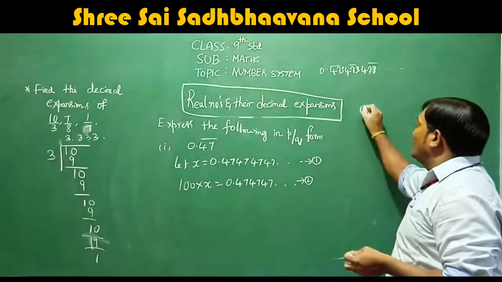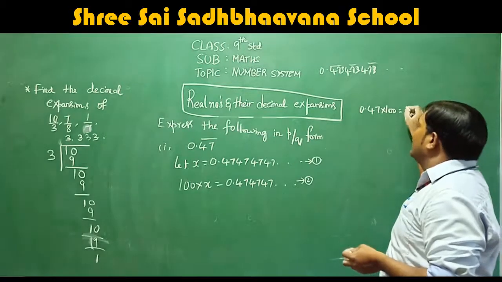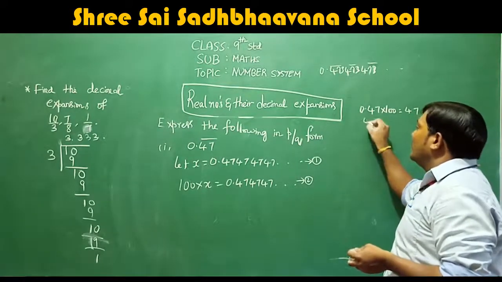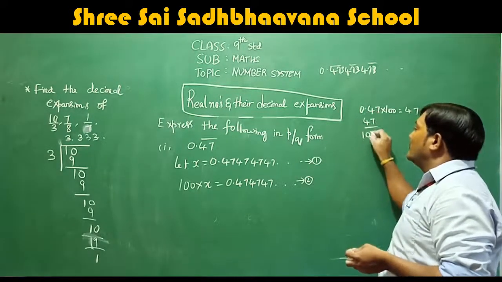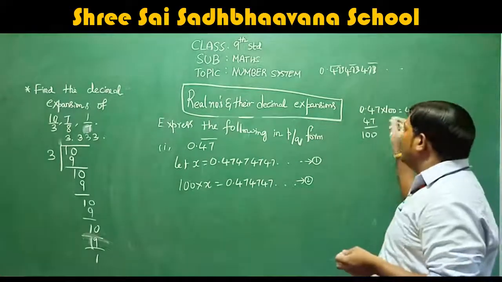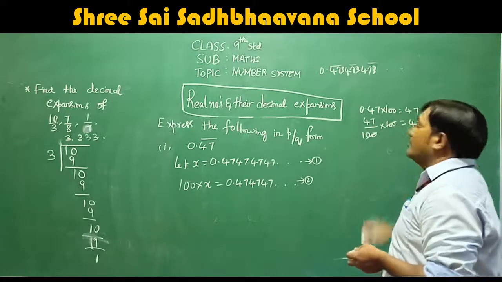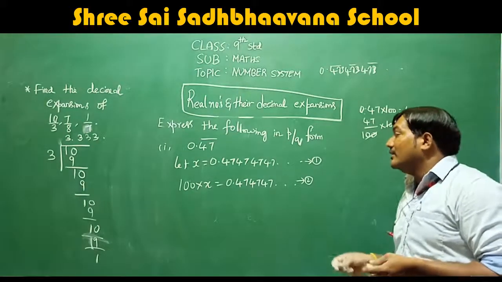As we know, 0.47 into 100 is what? It is 47. How? 0.47 can be written as 47 by 100, because after the decimal point we have 2 digits. So that's why we are dividing with 100, and again we are multiplying with 100. So you get 47.